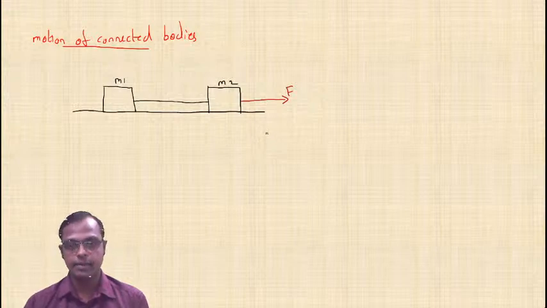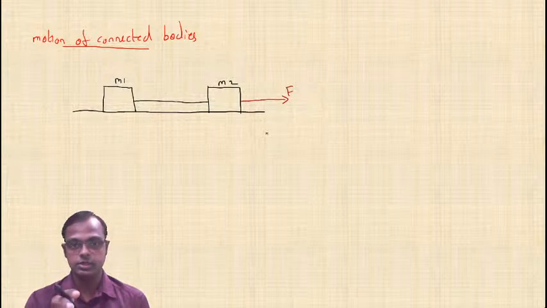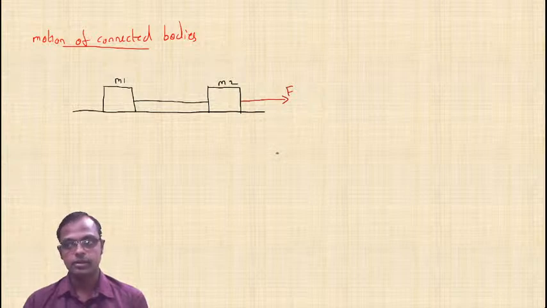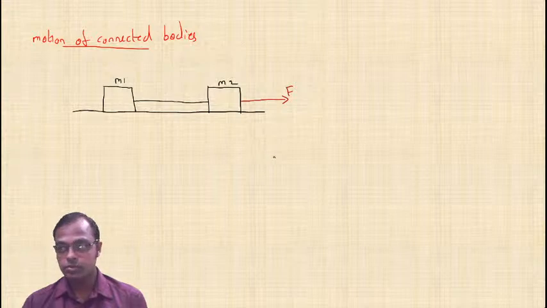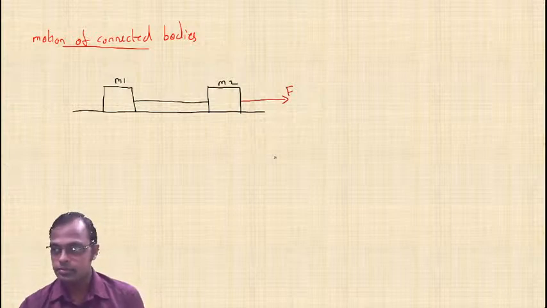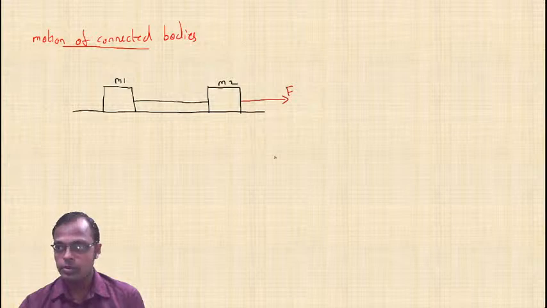Tell me what will happen when the force is applied on this system. The system means here M1 and M2 connected together with an inextensible string. It will move, right? Both will be dragged towards the right. Both will move. M1 will accelerate.